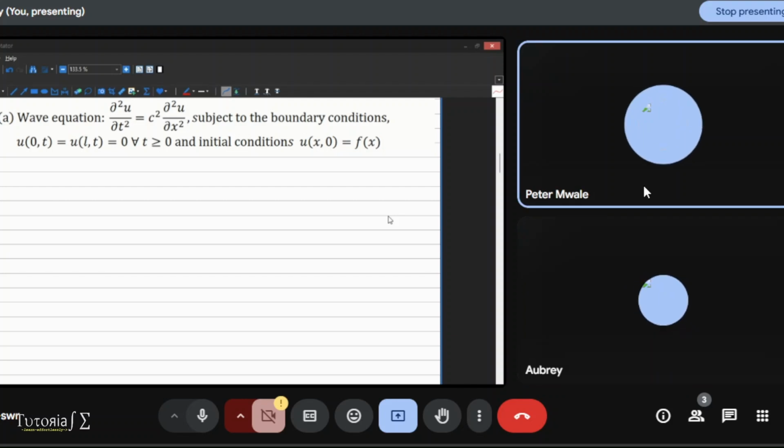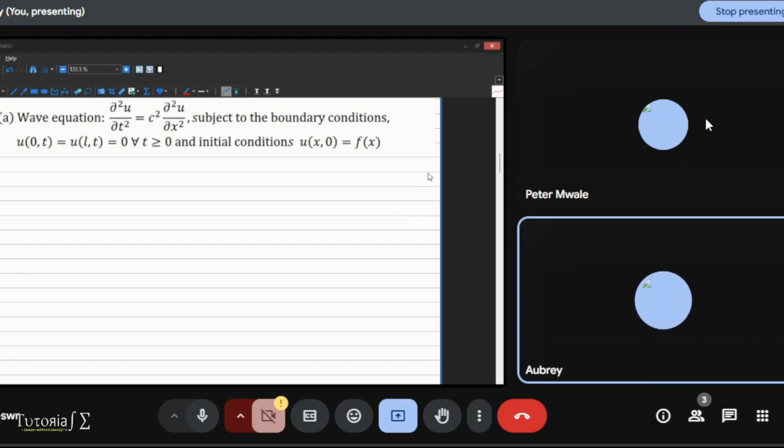Good morning, good afternoon, viewers. So I'm with my student, and we're just going to go through wave equations.